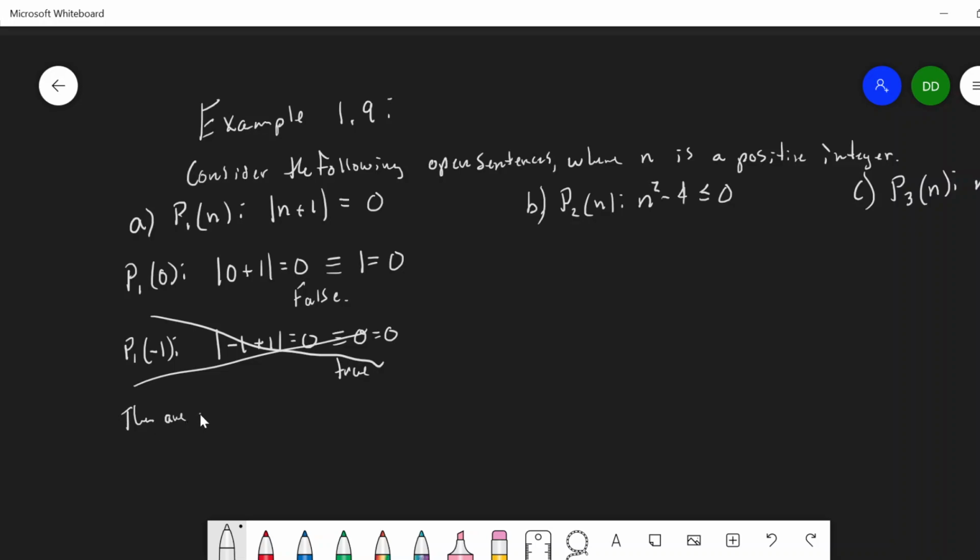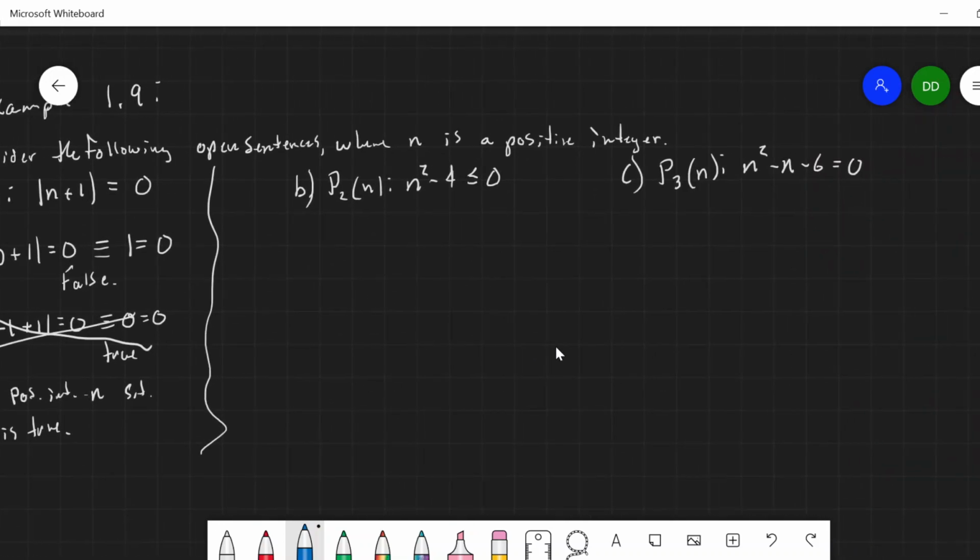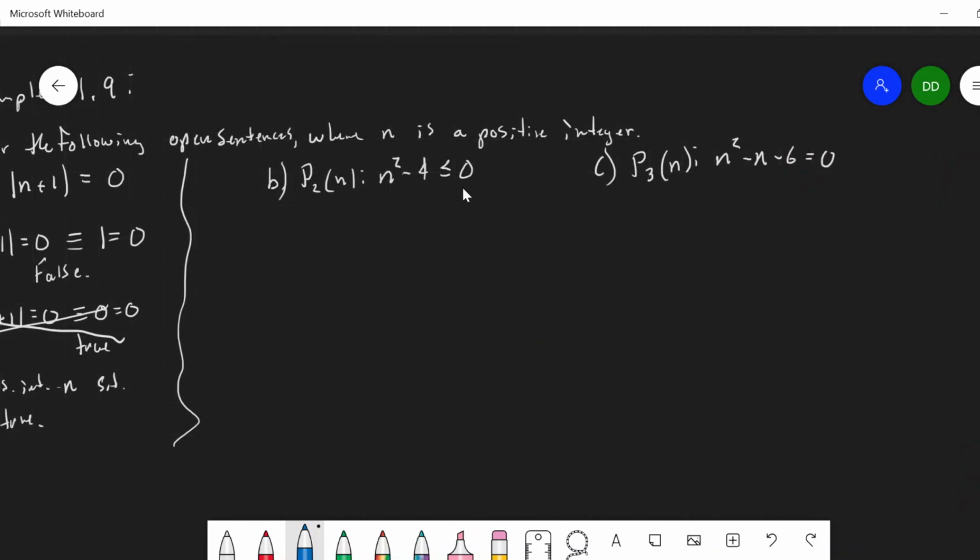So we'll say there are no positive integers n such that P1 of n is true. So we've solved it. There are none. Maybe I should write these solutions in blue. Moving on to P2 of n, if n squared minus 4 is less than or equal to 0. So again, we'd like to find all positive integers n that make this true.